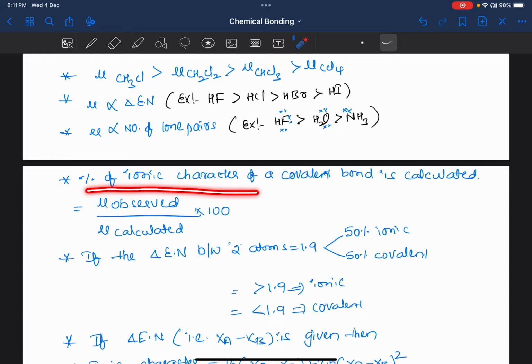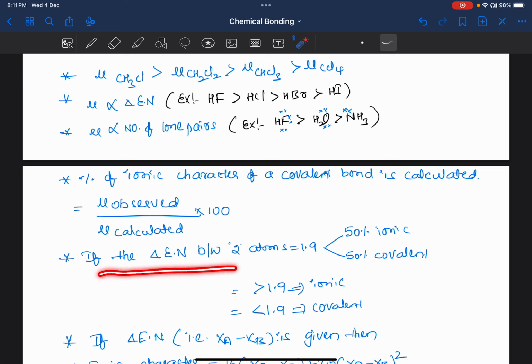The percentage of ionic character of a covalent bond is calculated using this formula: observed dipole moment divided by calculated dipole moment, into 100. Okay, and now, next point.